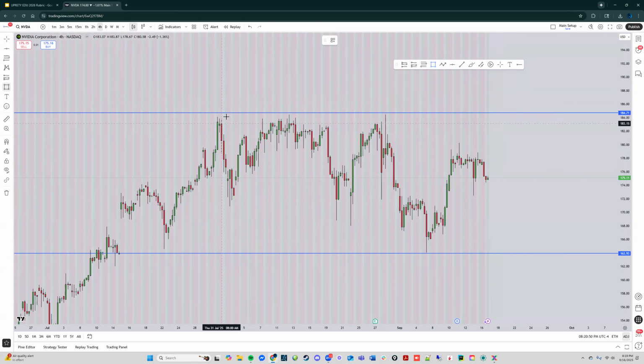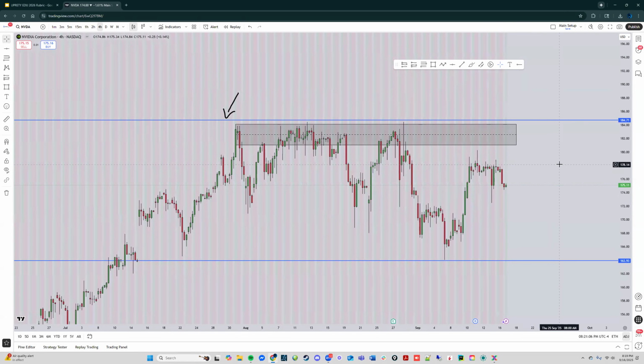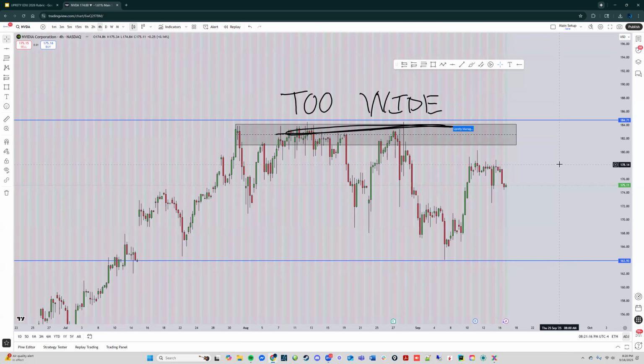So if you guys see here, I'm starting on the left-hand side. I see 3 wicks here. Does everybody see that? We have 3 wicks right over here. What I'm going to do is grab the top of that wick, go all the way to the right and draw a zone. The first mistake that people make whenever they're drawing supply or demand is they make zones that are too wide. This is a huge problem and it will go against you if you make your zones too wide.